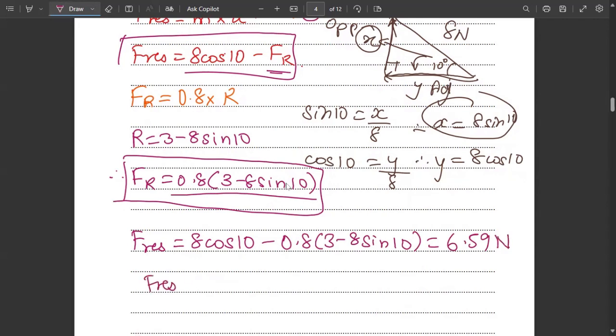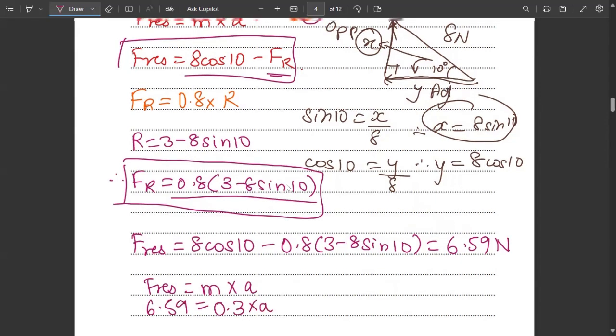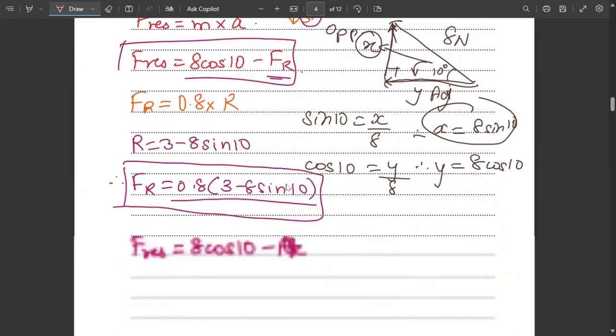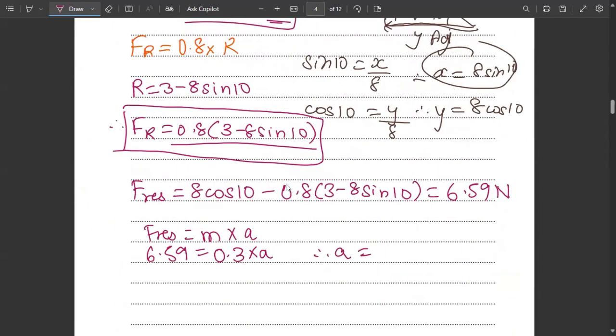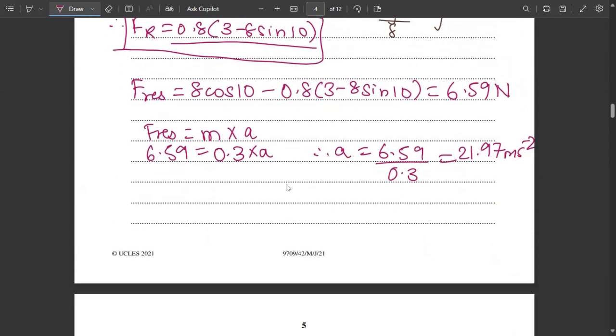We know F resultant is mass into acceleration. So 6.59 is 0.3 into acceleration. The mass is 0.3, therefore the acceleration is 6.59 upon 0.3, which is 21.97 meter per second square. Now, we know the acceleration is 21.97 meter per second square.